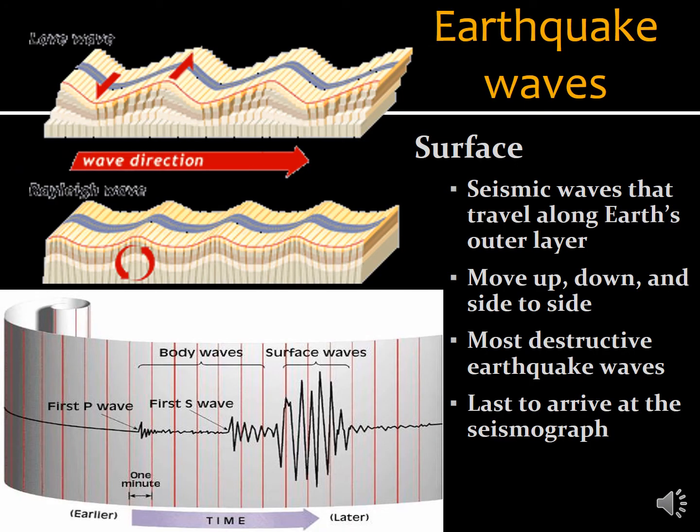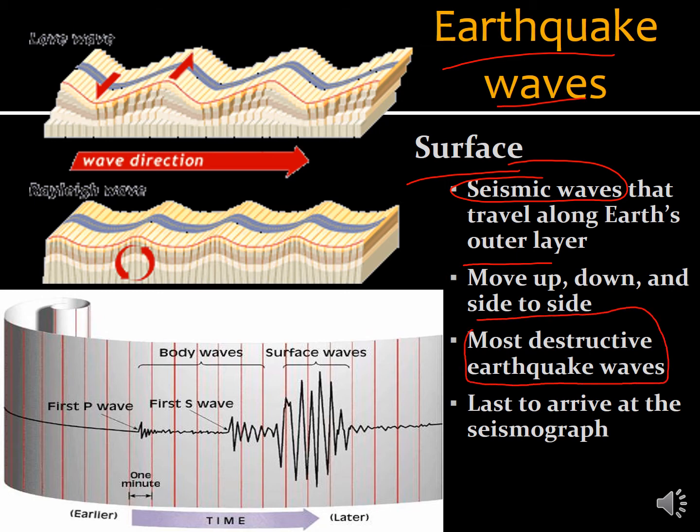Now, there's two types of waves. We have P waves and we have S waves. Now, we're going to first talk about the surface waves, though. So, surface waves are seismic waves that travel along the outer layer. They move up, they move down, and they move side to side. Most destructive earthquake waves, okay? Most destructive. The last to arrive on the seismograph.